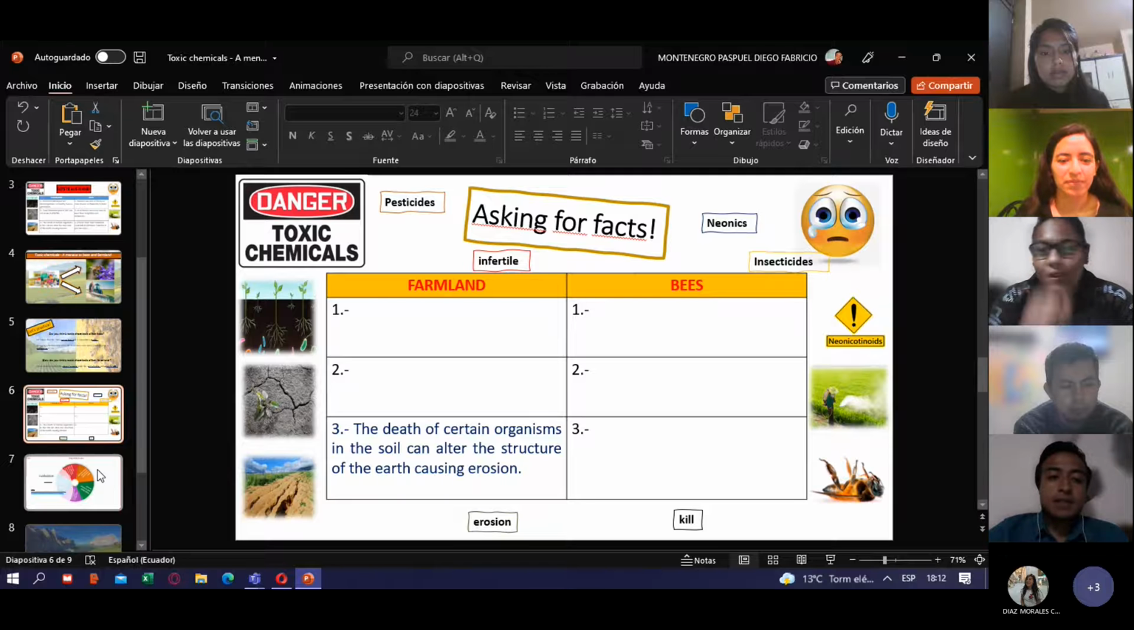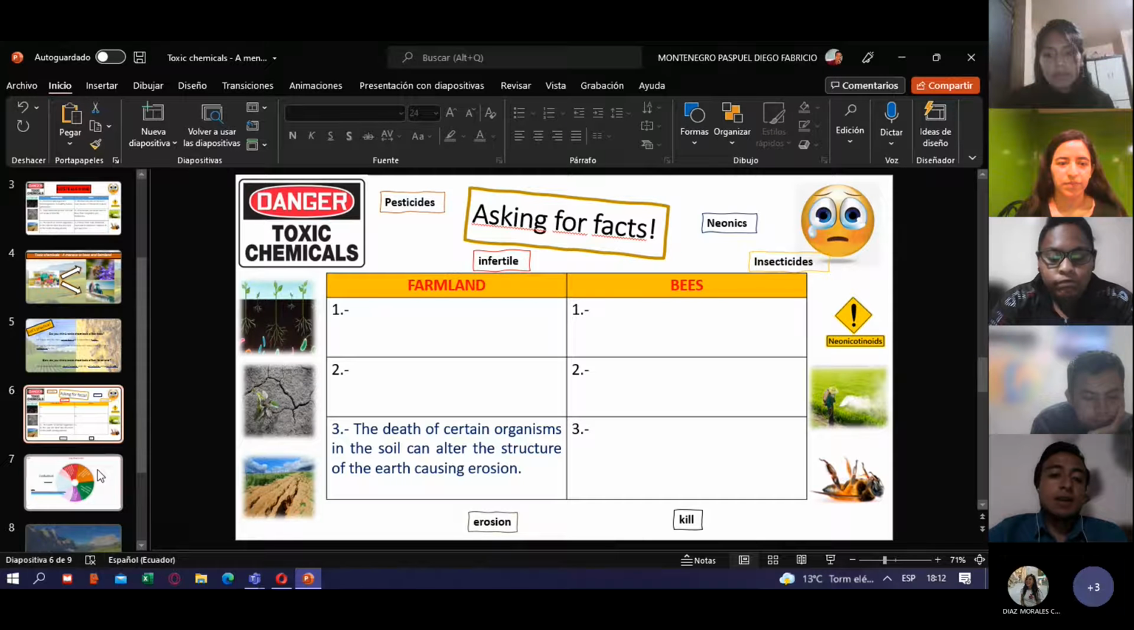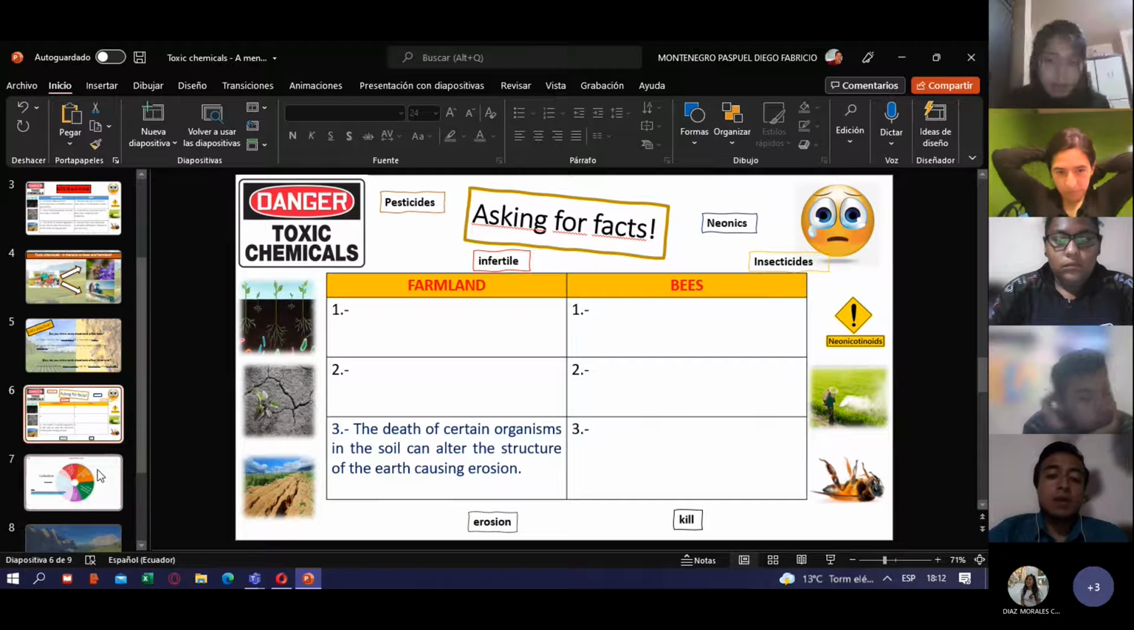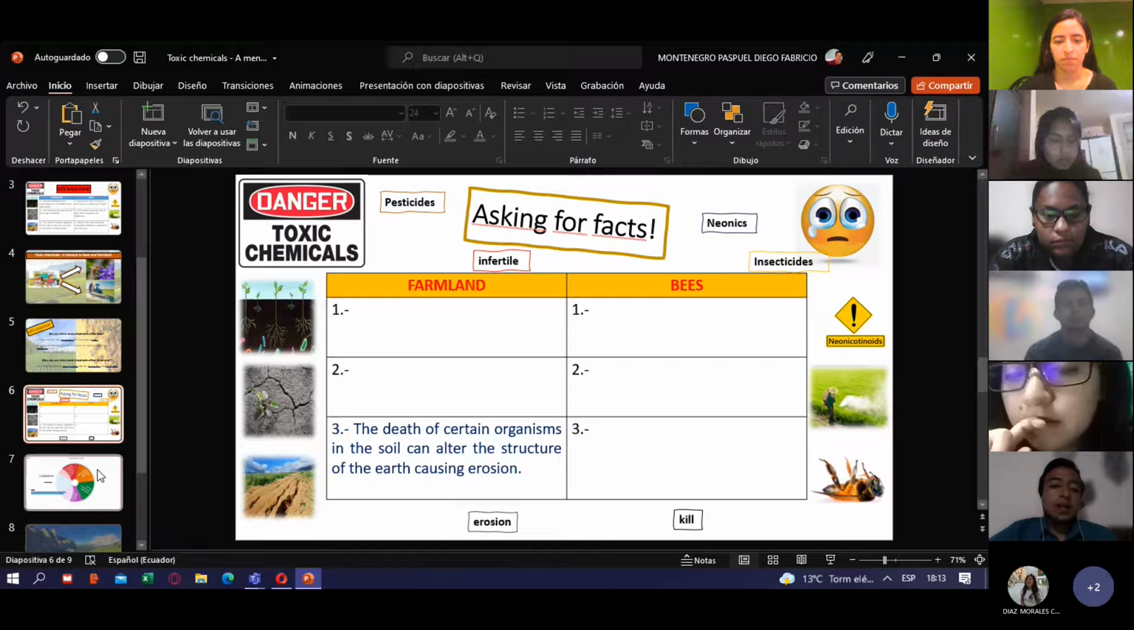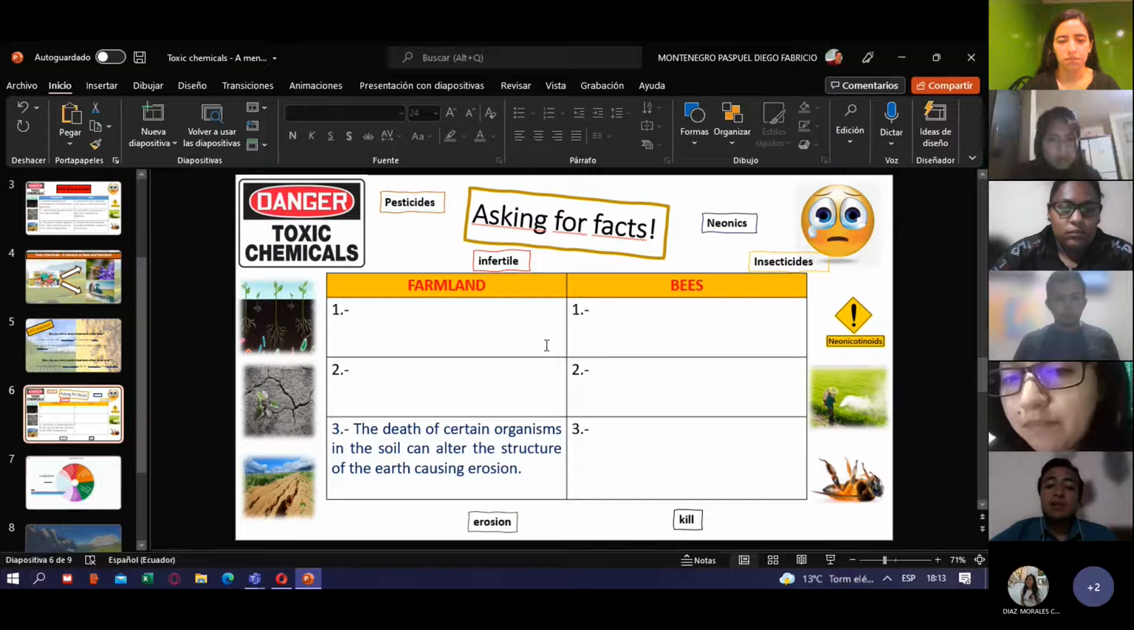This is the second activity to practice. The title of this activity is asking for facts. If you took notes before the activities, this activity is easy to do. In this slide, you can see some words, keywords for each fact. Also, you have some pictures that can help you get an idea of the fact. We have three facts for farmland and three for bees. First, I'm going to tell you a number, for example one farmland, two farmland, that is the number of the fact, and also one bees, two bees, and three bees. That is the order, okay?